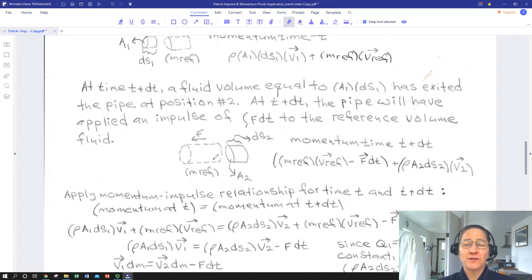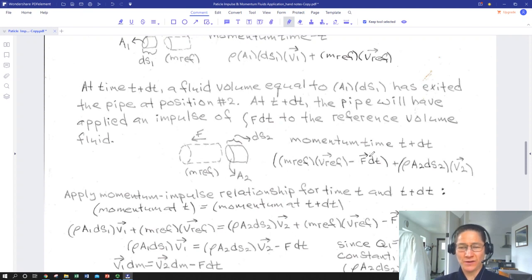And the momentum of our reference volume is just going to be m reference times v reference minus the impulse that was delivered by the force. And because we're only operating in dt, we're not going to represent this as an integral. It's just the force times whatever time we had, and that time was dt. So it's not the integral of F dt, it's just F dt.